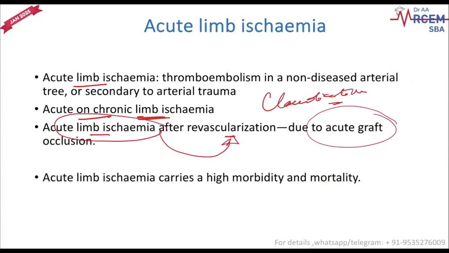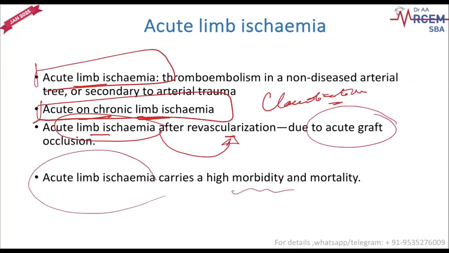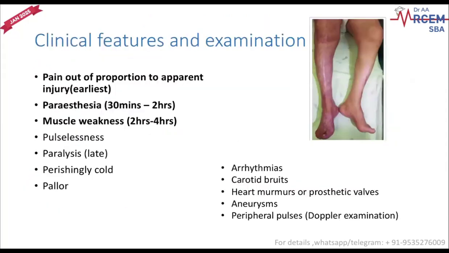If this claudication pain was there for months and suddenly now I have a severe pain in my left lower limb, then it is suggestive of an acute on chronic. Directly, you can also present with a severe lower limb pain. It might be left side or right side. Most of the time, it will be unilateral, not bilateral. Remember that acute limb ischemia carries a very high risk of mortality and morbidity.